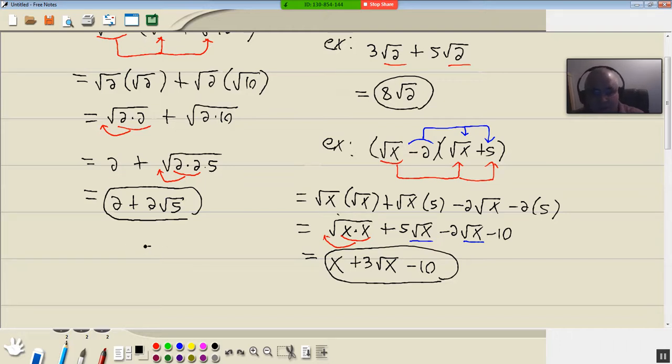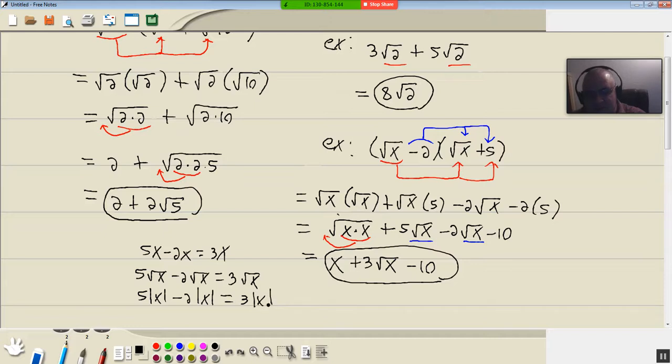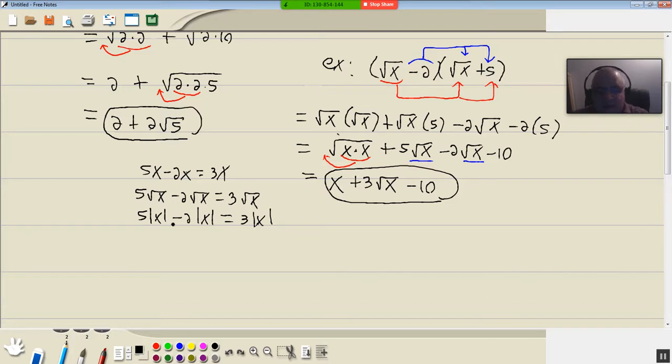I say like items because it can be anything. It could be like terms. If you have 5x minus 2x, that gives you 3x. If you got 5 square root of x minus 2 square root of x, that's 3 square root of x. If you have 5 times the absolute value of x, minus 2 times the absolute value of x, that gives us 3 times the absolute value of x. So you're starting to see a pattern here. It doesn't matter what it is, just as long as they're alike, you can add or subtract them. If I have 5 and a smiley face here, and a smiley face here, well, same principle. We'd have 3 smiley faces. So it doesn't matter what it is, it's combining like items.